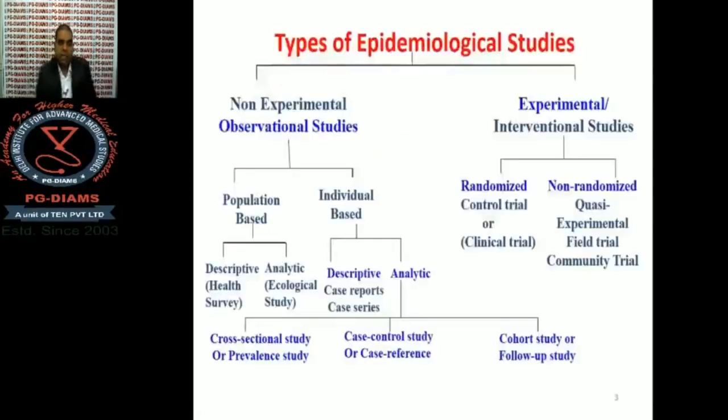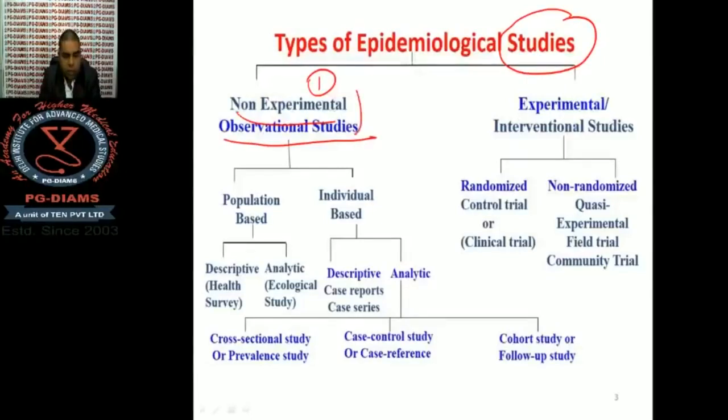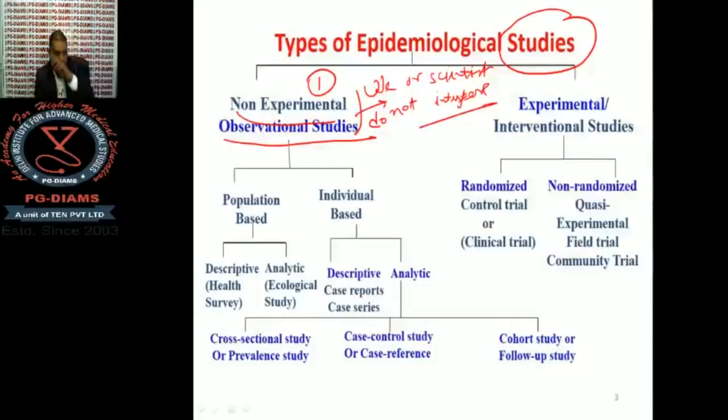See, studies are broadly classified into two types. One is non-experimental or observational study, in which we or scientists do not interfere. This is non-experimental, and non-experimental is also known as observational study. Then the second type is experimental or interventional study.